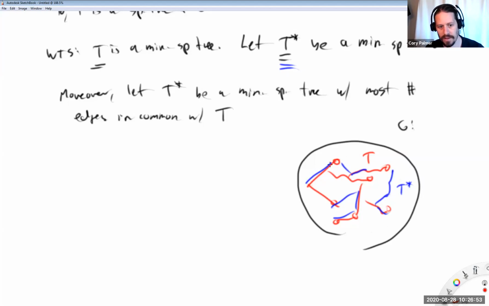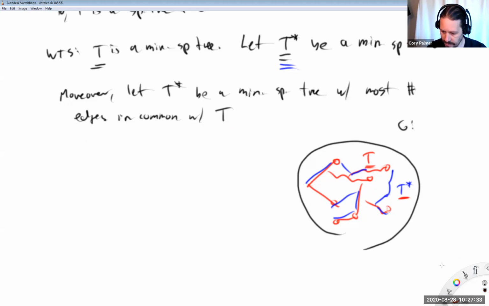What I'm going to show here is that T and T star have to be equal to each other. And then that would prove that T is a minimum spanning tree because it's identical to a minimum spanning tree that exists. And the way that I'll do that is show that if there's an edge that's different between the two of them, I can alter T star somehow to get a new minimum spanning tree that's even closer to T. And that's a contradiction. Or if you want a procedure, you can run the procedure multiple times until you literally transform this minimum spanning tree into a new minimum spanning tree that's identical to T, which proves that T is also a minimum spanning tree. Okay, all right. So we've added that.